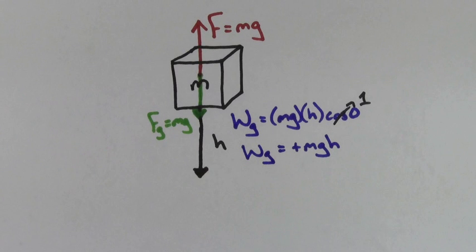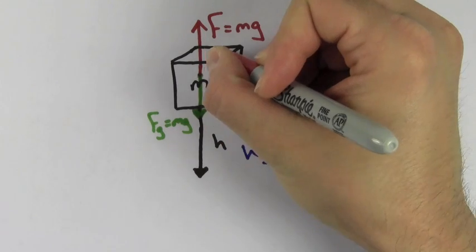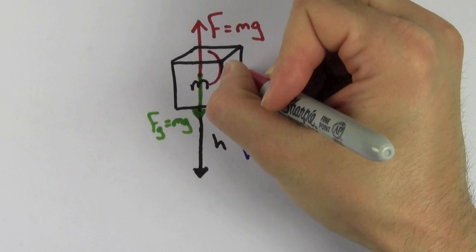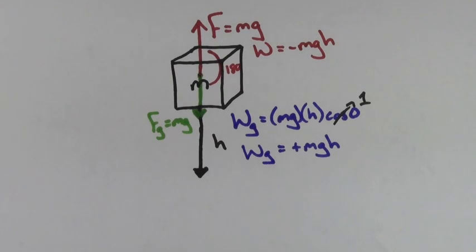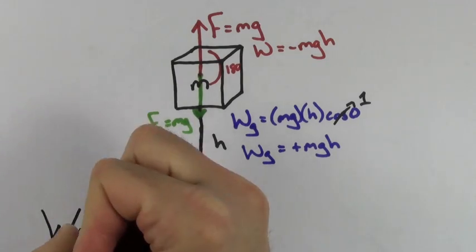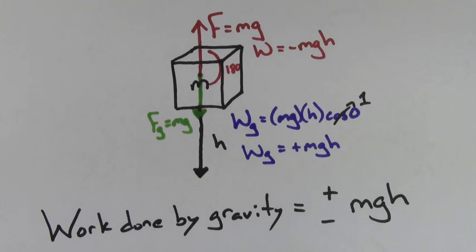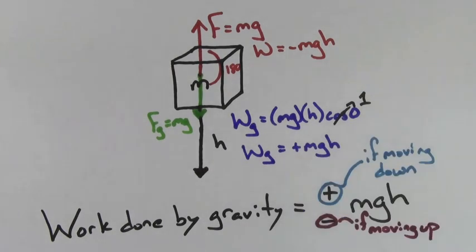We can do the same thing to find the work done by the force we apply upwards. The only difference is that this force points in the opposite direction of the motion, giving an angle of 180. In other words, the work done by our upwards force is negative mgh. Remember that the work done by gravity is always plus or minus mgh. It's positive if the object's moving down, and it's negative if the object's moving up.